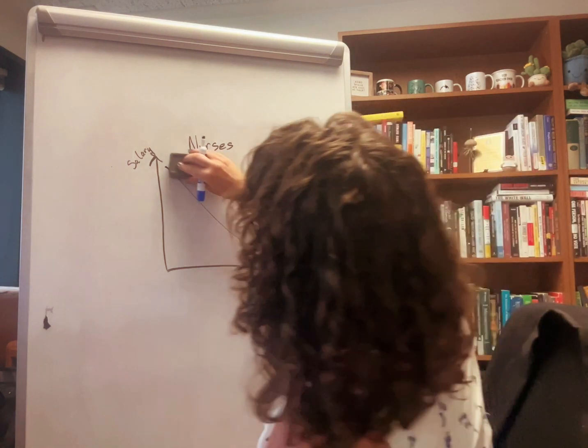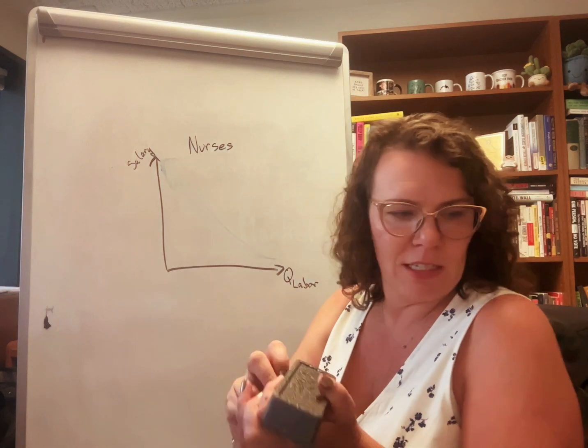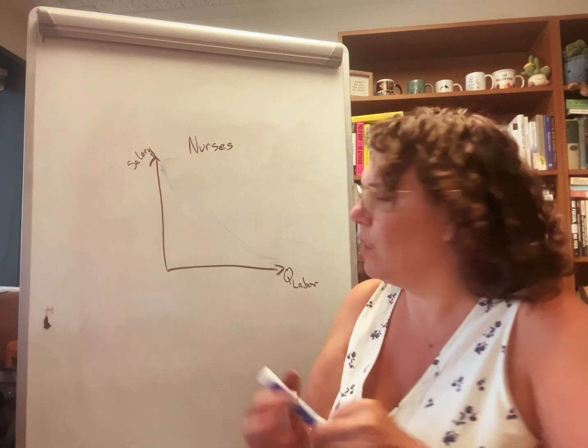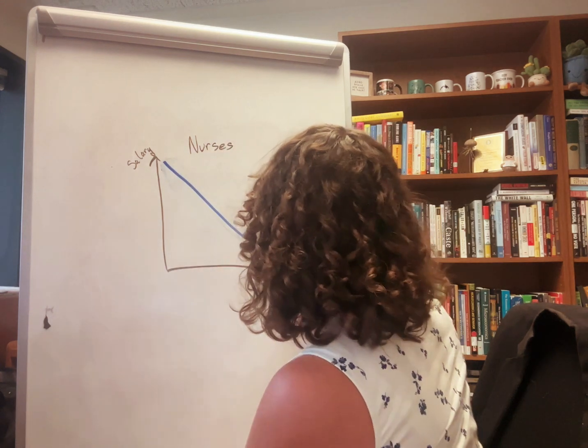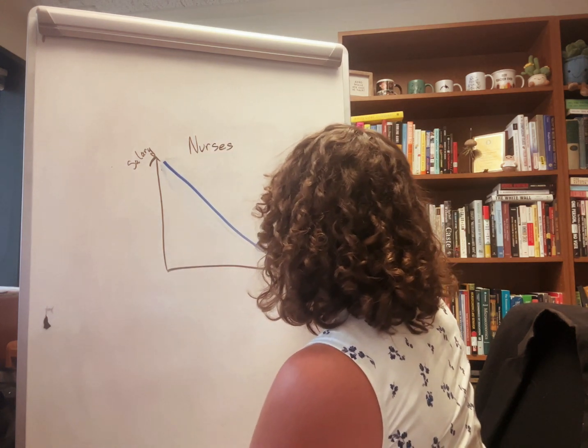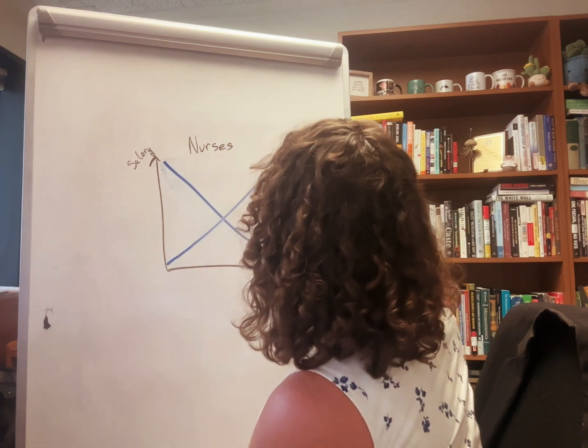Oh, I super love that. Oh, this pen is weird. All right, sorry, blue pen. I'm going to try a different one. There we go, that's a better demand curve. So that's going to be the demand for nurses. And then this is going to be the supply for nurses.